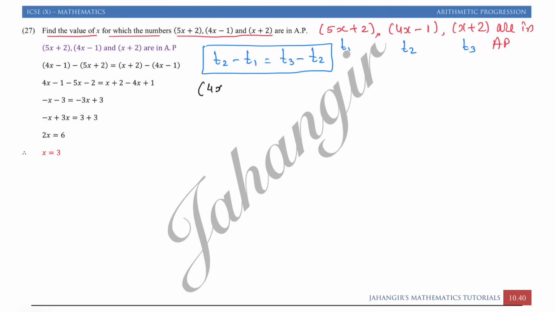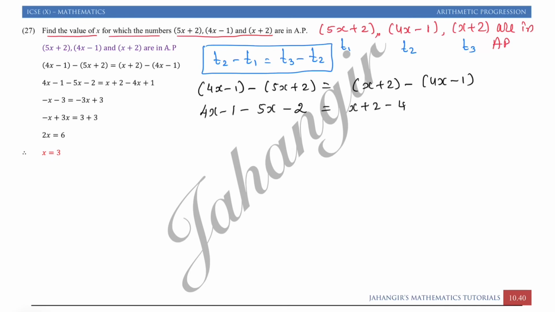So T2 is 4x minus 1 minus T1 is 5x plus 2. That is equal to T3 is x plus 2 minus 4x minus 1. Now we will open the bracket: 4x minus 1 minus 5x minus 2 is equal to x plus 2 minus 4x plus 1. Just change the sign by reopening the bracket. 4x minus 5x is minus x, minus 1 minus 2 is minus 3, that is equal to x minus 4x is minus 3x and 2 plus 1 is 3.